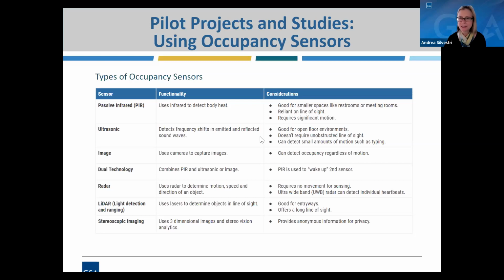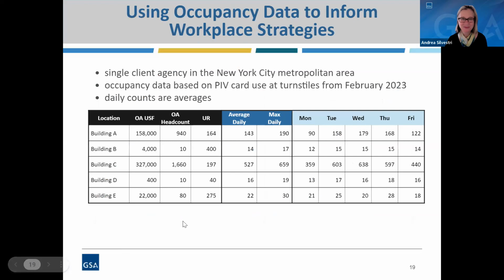The two sensors that we tested as part of that energy optimization were the LiDAR, which is great for entryways and has a really long line of sight, and then the stereoscopic imaging. And all of these, as Teresa said, the information can be protected so that PII data can remain private. And with that, I'd like to turn it over to Ryan Dorfler from GSA Center for Workplace Strategy. Great, thank you very much.